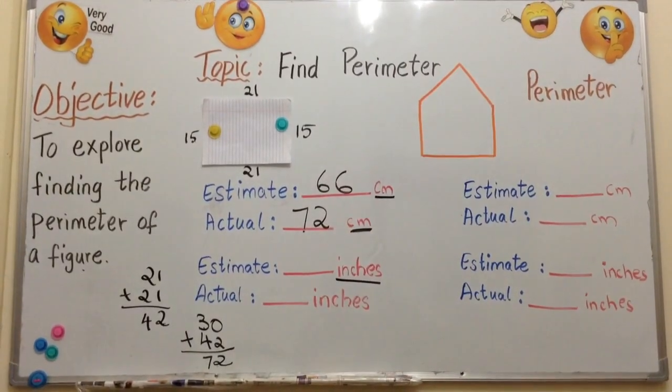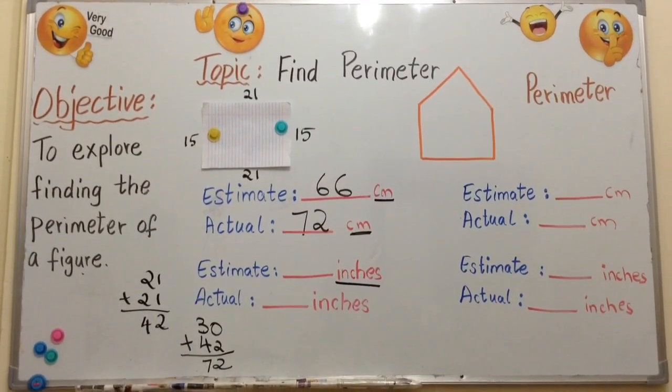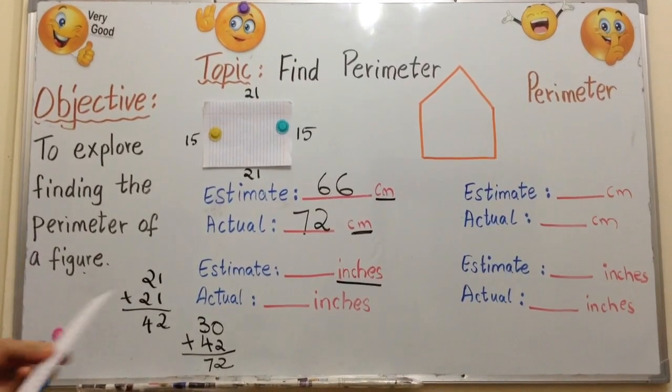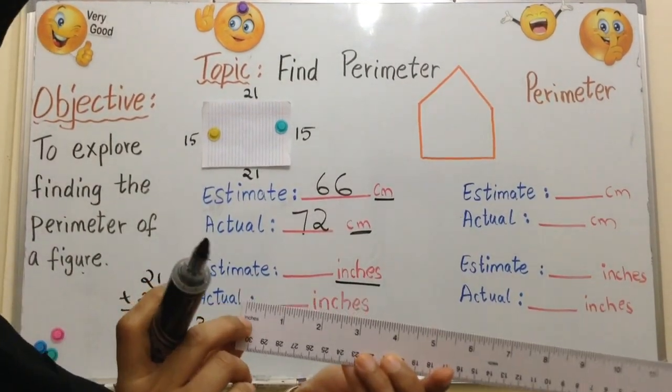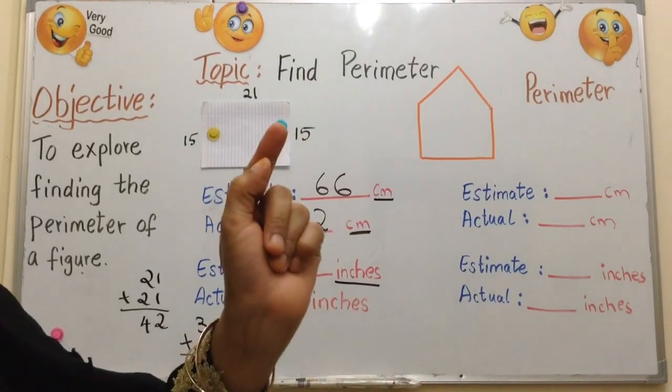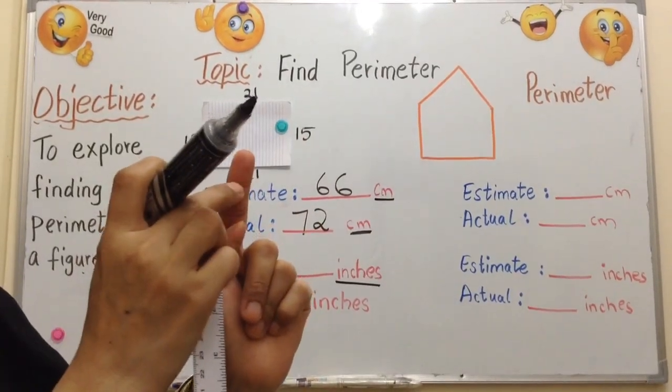We did it for the centimeters. But what about the inches? It's a different one. If you remember, an inch is about one finger, the first line on your finger.